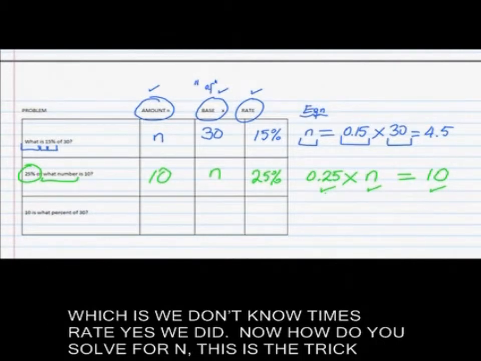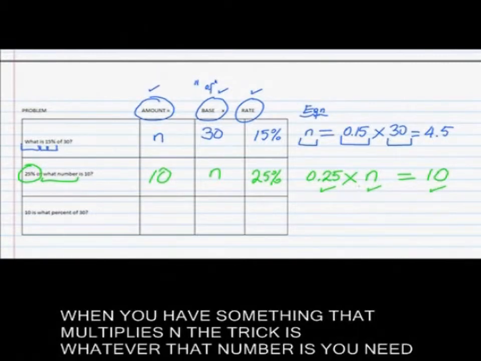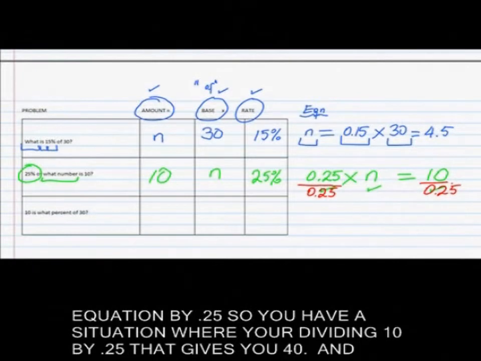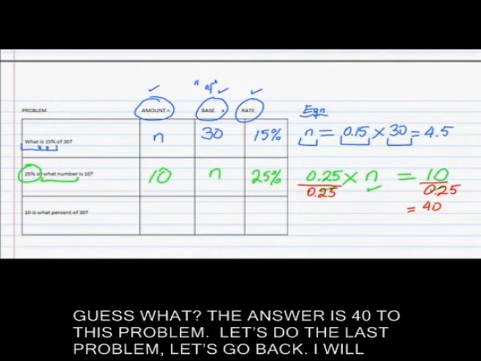Yes, we did. Now, how do we solve for n? This is the trick. When you have something that multiplies n, whatever that number is, you need to divide both sides by that number. In this case, it's 0.25. Divide both sides of the equation by 0.25. So you have a situation where you're dividing 10 by 0.25. That gives you 40. And guess what? The answer is 40 to this problem.